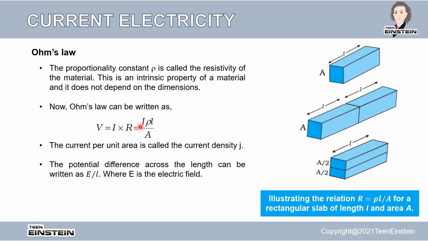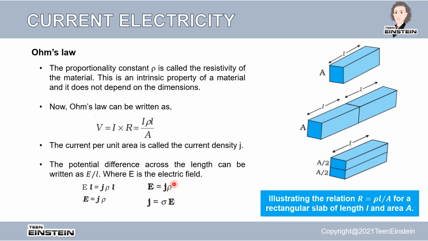The potential difference across the length can be written as E times L, where E is the electric field. So let's substitute these two things here. Instead of V, we can write E times L, and instead of I by A, we can write J. If we do this, then we get E equal to J multiplied by rho. So J is the current density, and rho is the resistivity of the material. Now let's define another concept called sigma, where sigma is 1 by rho.